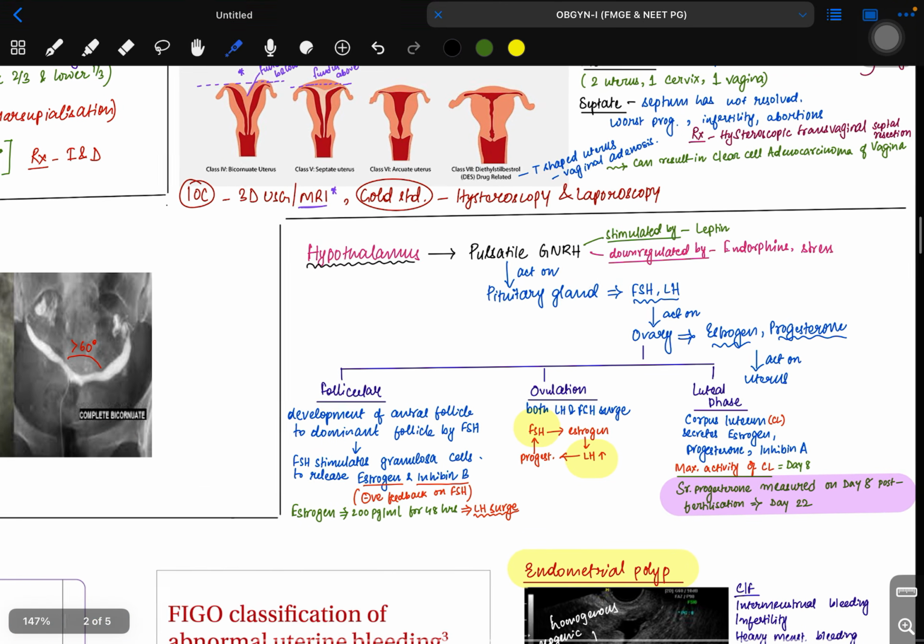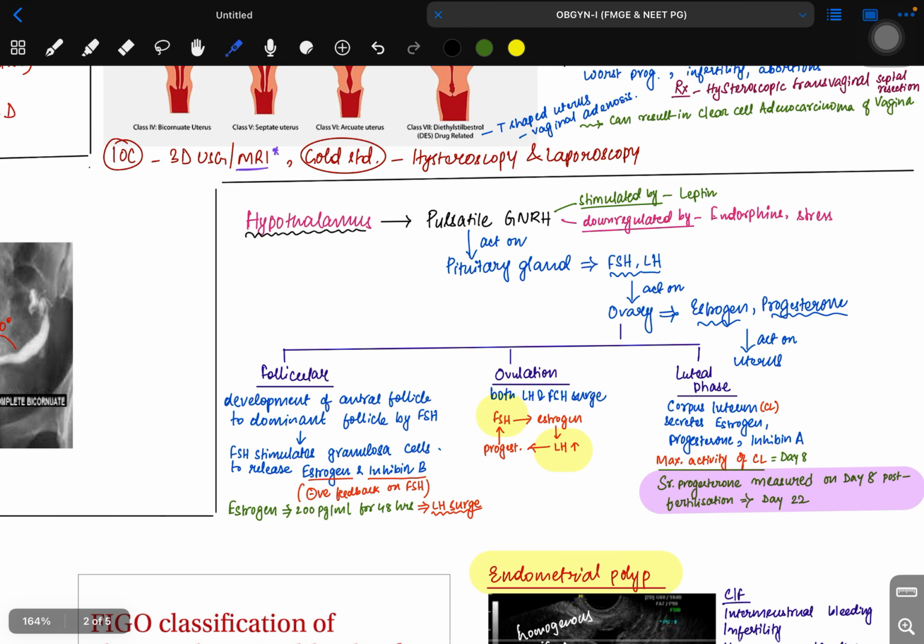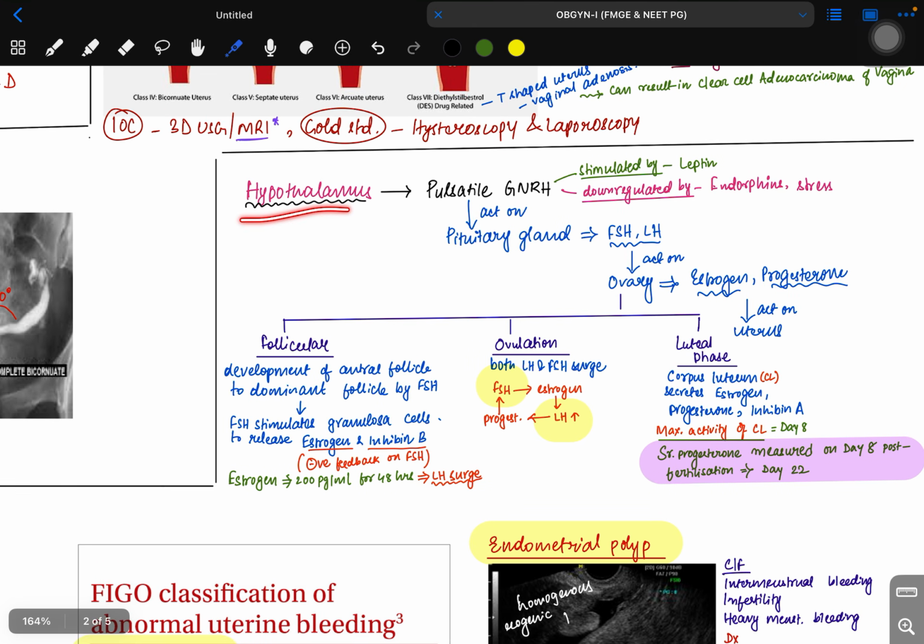Now let's understand the endocrine cycle in the menstrual cycle. So the hypothalamus will secrete pulsatile GnRH, and this pulsatile GnRH acts on the pituitary gland to release FSH and LH. This FSH and LH will act on the ovary to release estrogen and progesterone, and estrogen and progesterone will act on the uterus. So that's the complete cycle. Now this pulsatile GnRH is stimulated by leptin, and it is down regulated by endorphins, stress, enkephalins, all these things, okay.